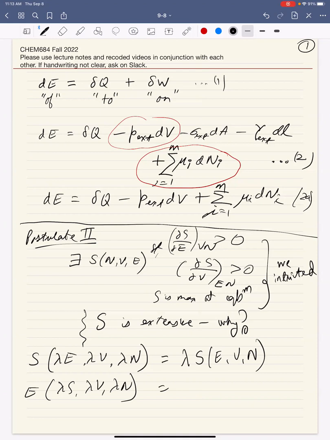When you go to StatMech, there will be yet another interpretation from probability theory as to why it should be extensive. Okay, so this is the meaning of something being extensive.